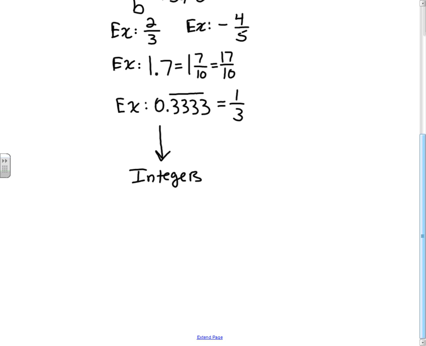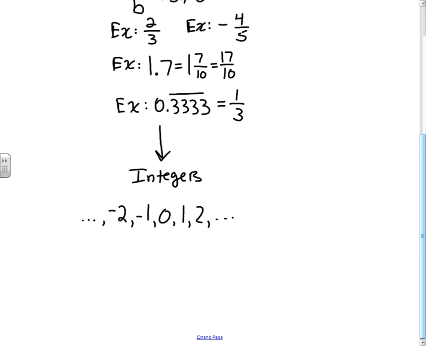Examples of integers are, and we'll start with ..., -2, -1, 0, 1, 2, ... Those are your non-fractions. But 1 can be written as 1 over 1, and 2 can be written as 2 over 1. Therefore, those are going to be rational numbers.